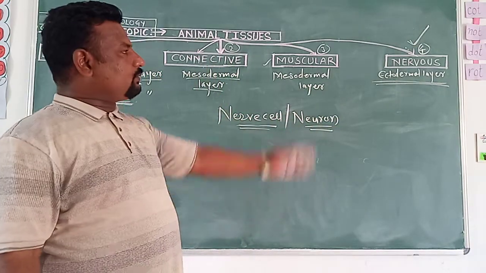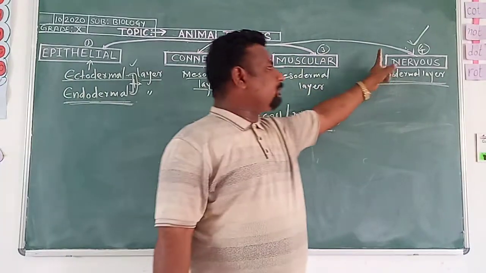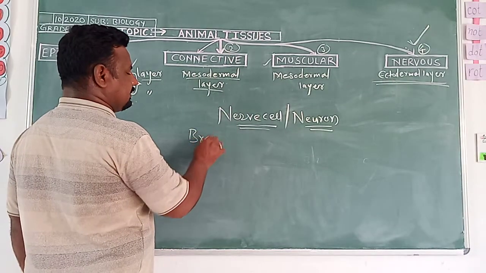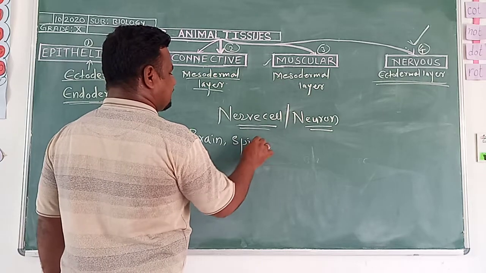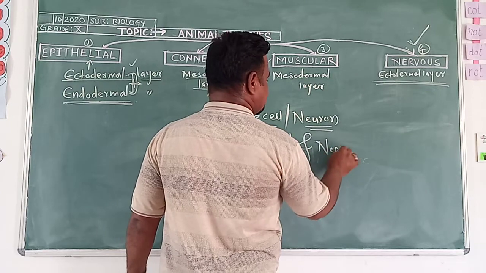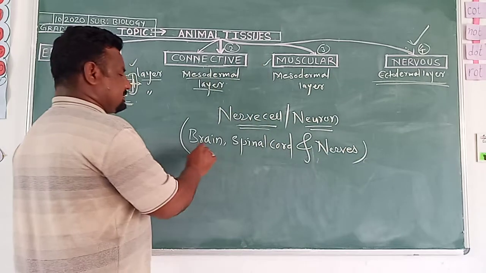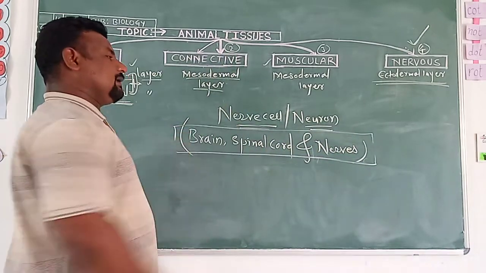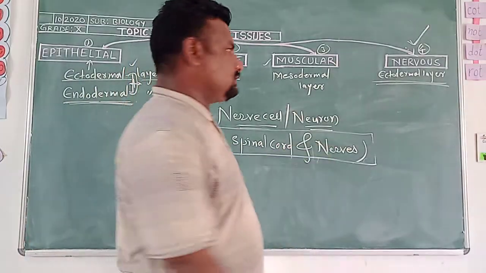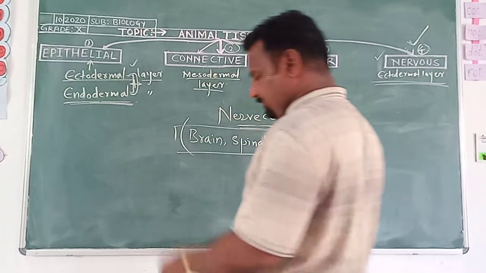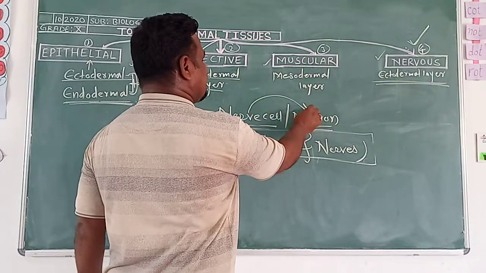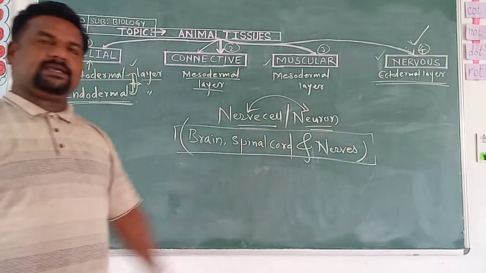So likewise, which part of our body is specially composed of this tissue? As I indicated before, organs like the brain, the spinal cord, as well as nerves. These three parts of our body are made of nerve tissues. Organs like the brain, spinal cord and nerves are made of nerve tissues. The nerve cell is also known as a neuron.